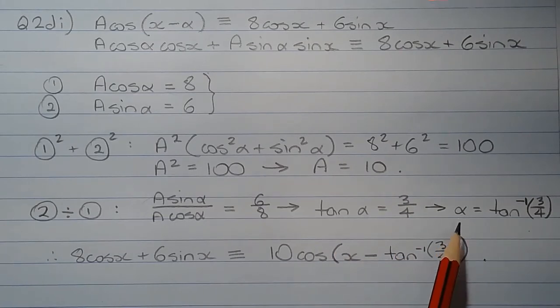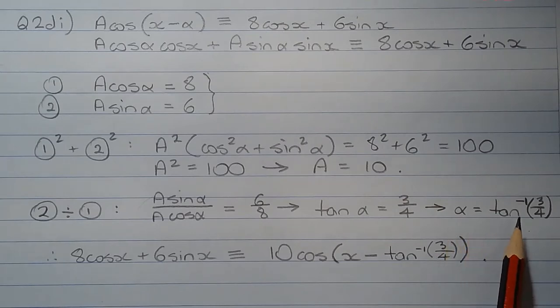And making alpha the subject of the formula, we get alpha is equal to the inverse tan of 3 over 4, and I've left it in exact form. So therefore, 8 cos x plus 6 sine x is identical to 10 cos of x minus the inverse tan of 3 over 4.